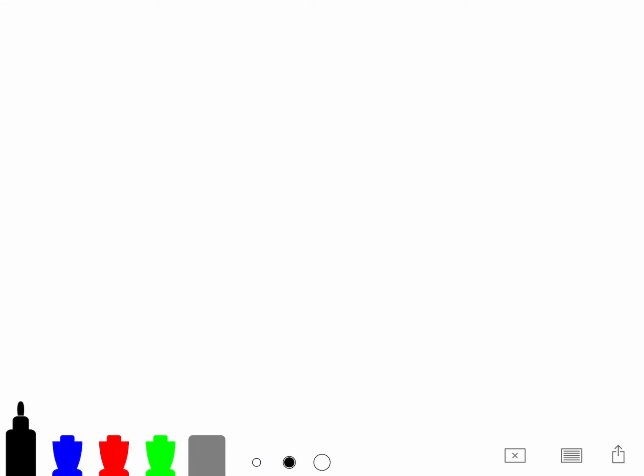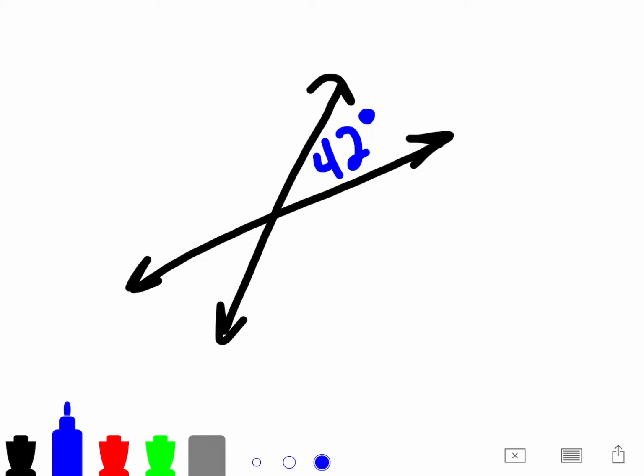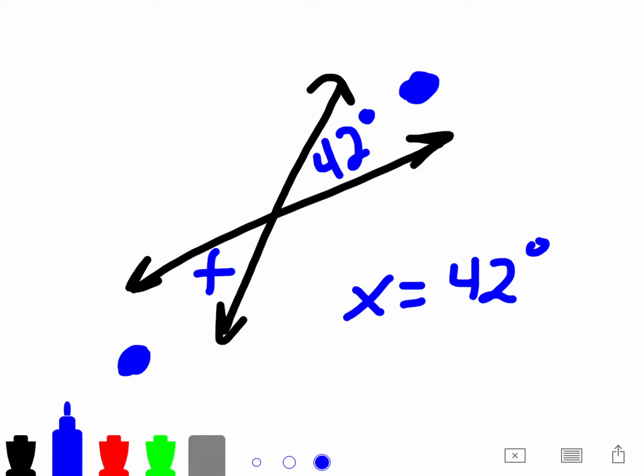So let's look at an example of what we do with vertical pairs. Let's say, for instance, I have two lines. Let's say that this measure is 42 degrees. So how big is x? Well, we know that if this side is 42 degrees, then this side must also be 42 degrees. Why? Because they're a vertical pair, and vertical pairs are always congruent, right?